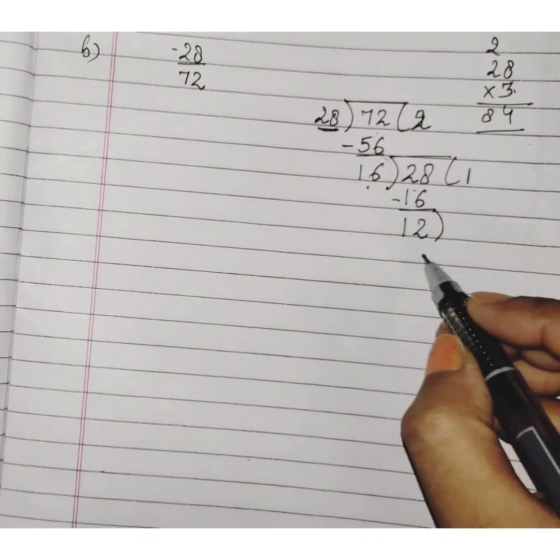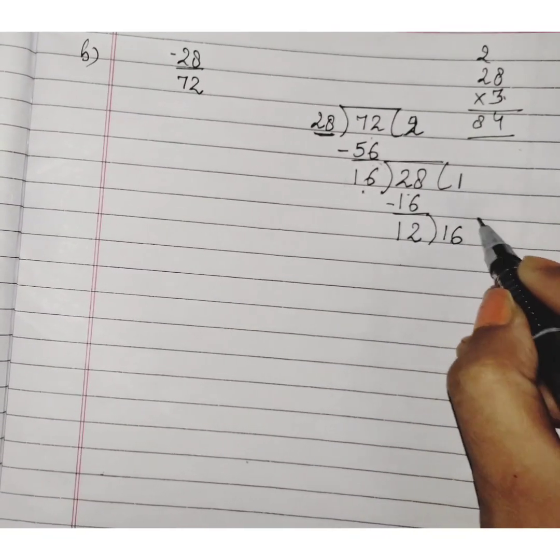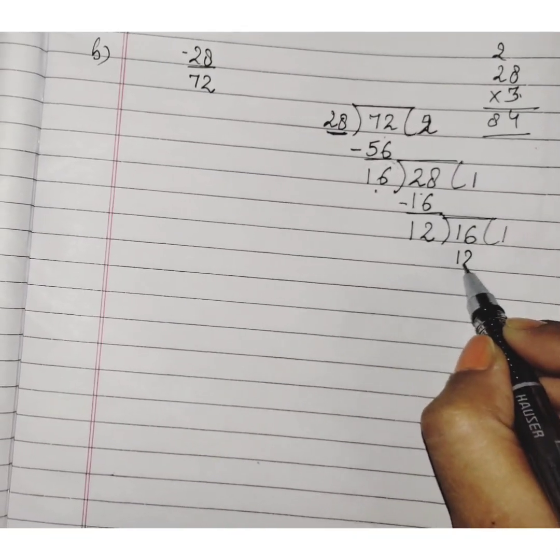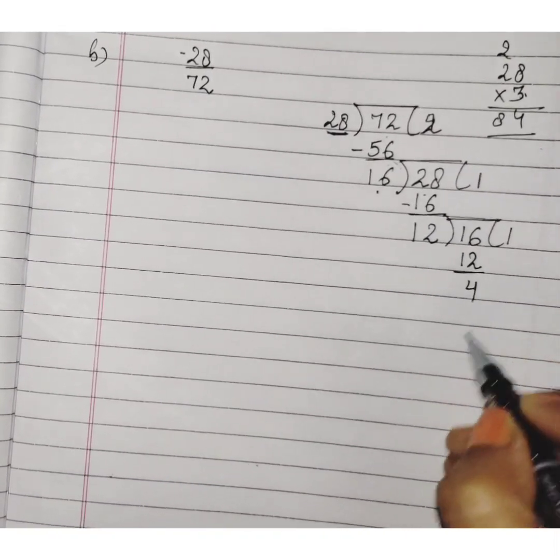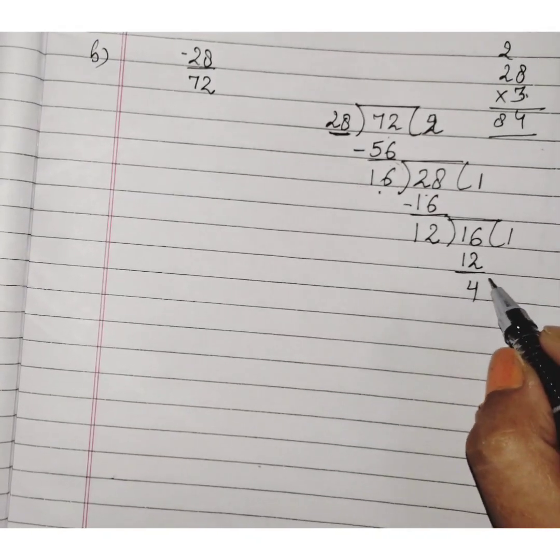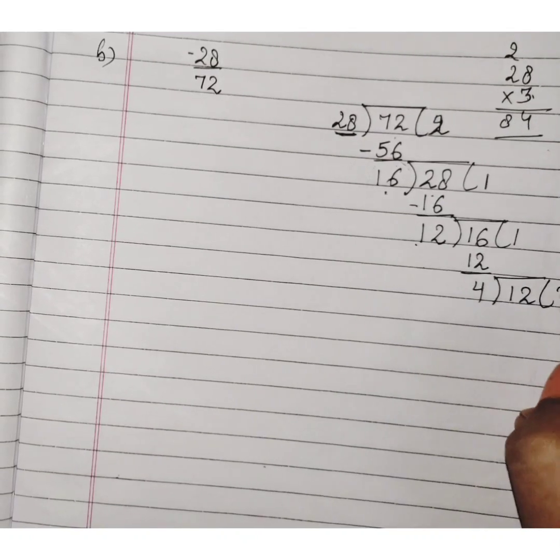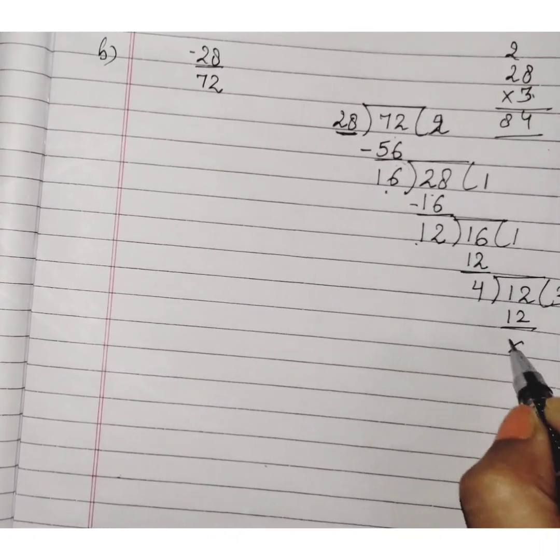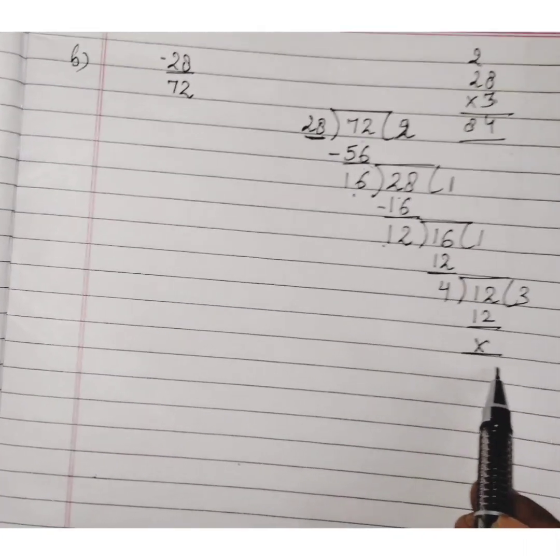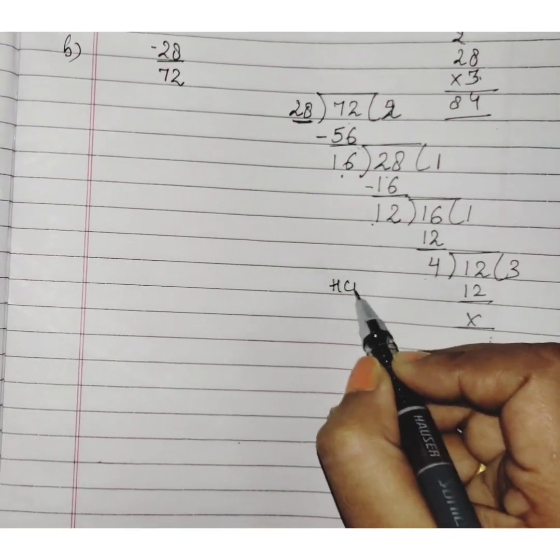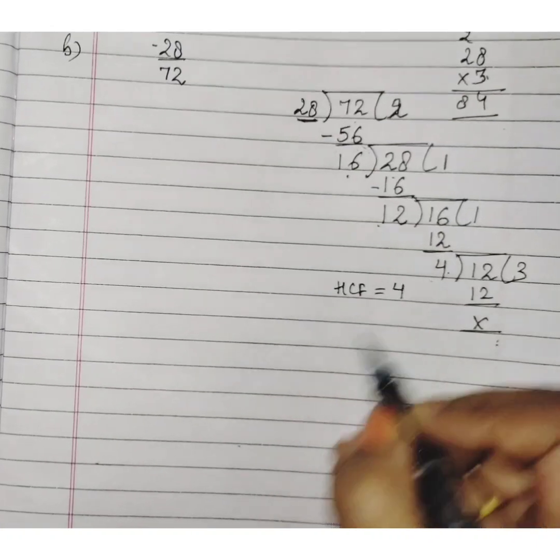Now make it the divisor and 16 the dividend. Now read the table of 12 again. 12 ones are 12. Got the remainder 4. Now make it the divisor and 12 here. 4 3s are 12. So now we got 0 remainder, okay? So now what will you do? Your HCF will be this divisor, 4.